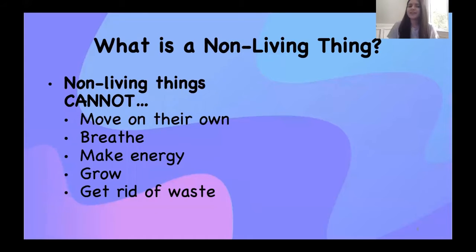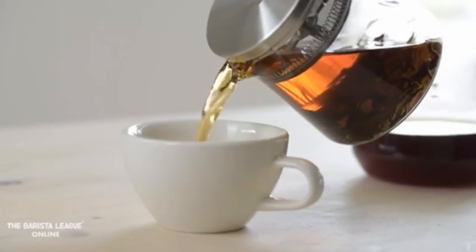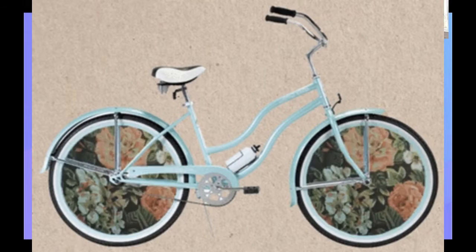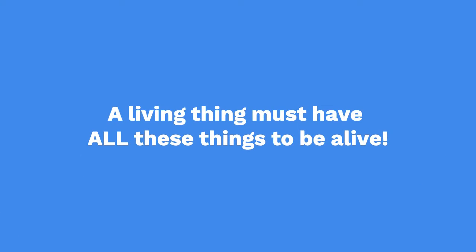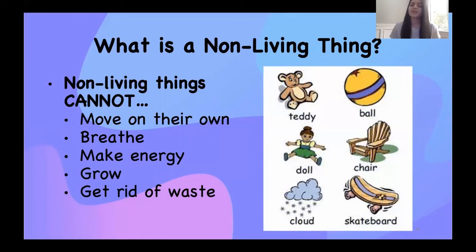So now, what is a non-living thing? Basically, it's pretty much the opposite of what we said before. So non-living things cannot move on their own, cannot breathe, cannot make energy, cannot grow, and cannot get rid of waste. So all of the things that we've listed here are not living things. Can you think of any more? We have a teddy, a ball, a doll, a chair, a cloud, and a skateboard.